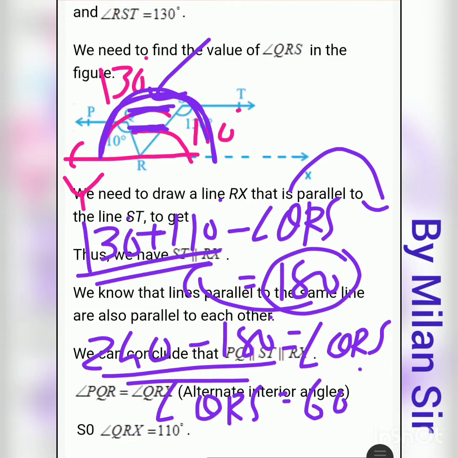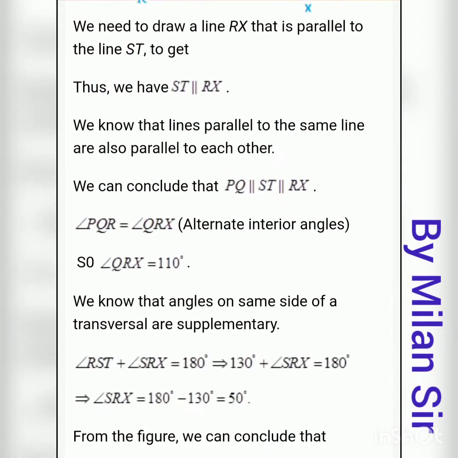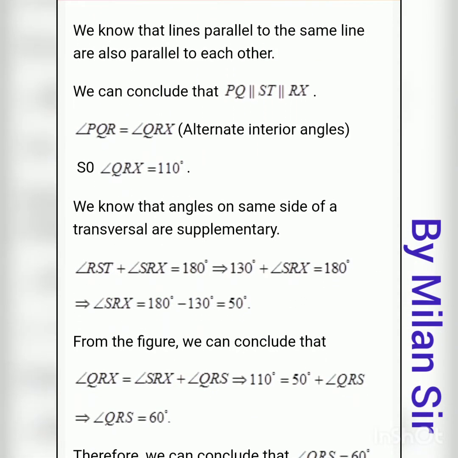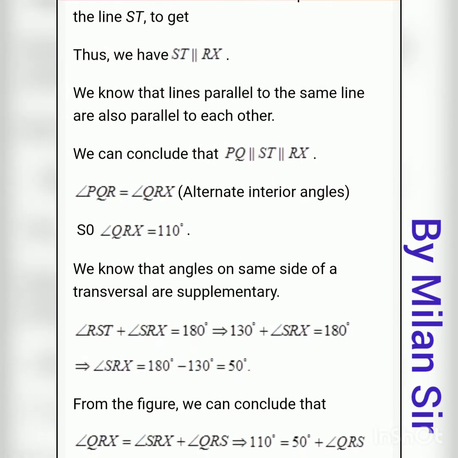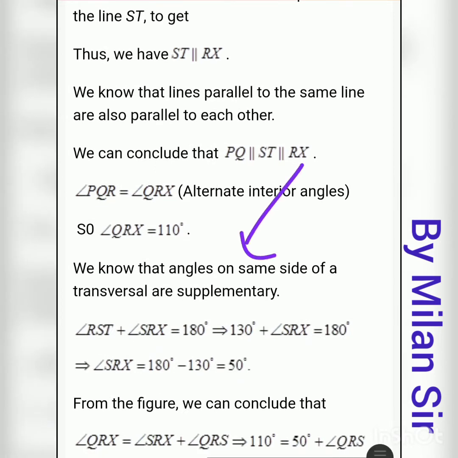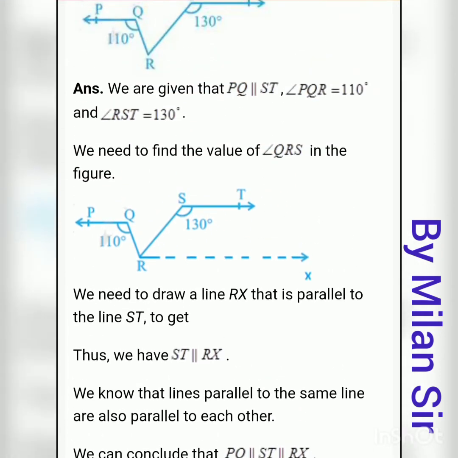Okay, so here we get the answer: angle QRS is equal to 60 degrees. First of all, QRX is 110. After that we note that the angles on the same side of the transversal are supplementary, so here we can use the concept of supplementary angles too. Here we have two ways.